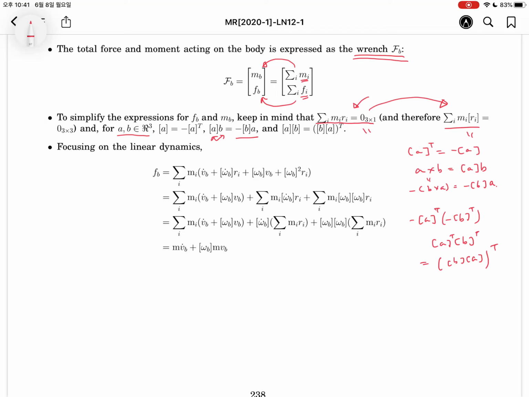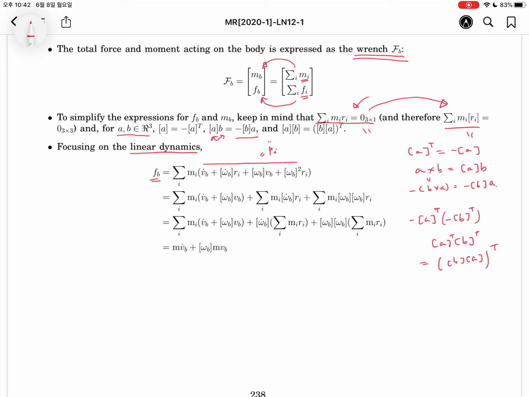Okay, first let's concentrate on the linear dynamics. Okay, maybe you know that this is a linear velocity. Is it right? Pi 2 dot. So by collecting every inertial force mi pi, we can obtain the linear momentum.